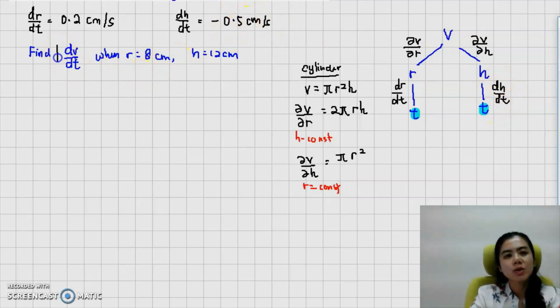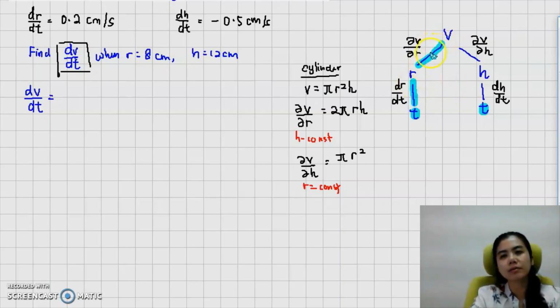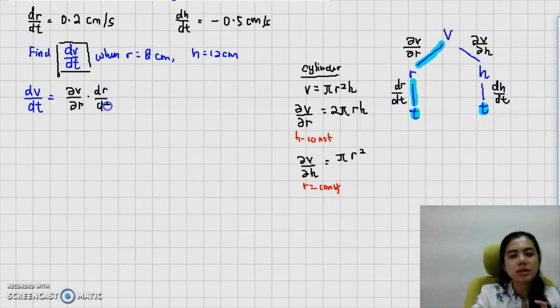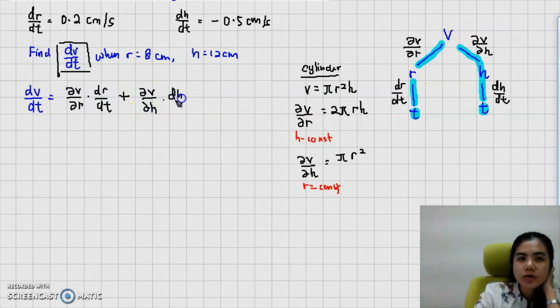Okay, so now go to the question, you need to simplify this dV/dt. This dV/dt you can get from the chain rule. So look at the tree diagram. The tree diagram tells you that you have to multiply the partial derivatives along the branch. The first gives us ∂V/∂r times dr/dt, plus another branch, that is here, ∂V/∂h multiplied with dh/dt.